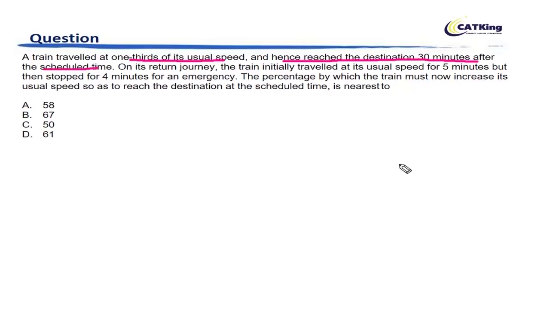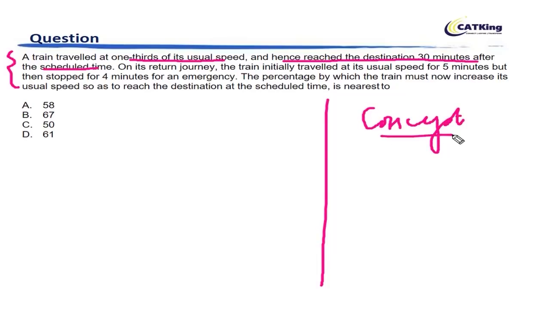Now, what is the concept that we'll be using here? To solve this question faster, there is a small concept that you must know. Let me brief you on the concept first and then I will solve the question. Whenever two variables are multiplied to give a constant, for example, speed into time is equal to distance, where distance is a constant, or length into breadth is equal to area, where area is a constant, we can use this concept.